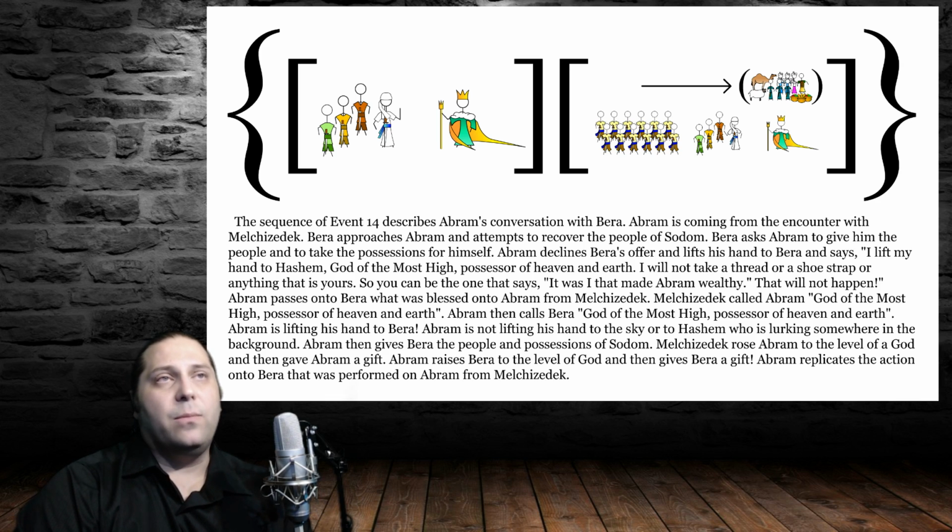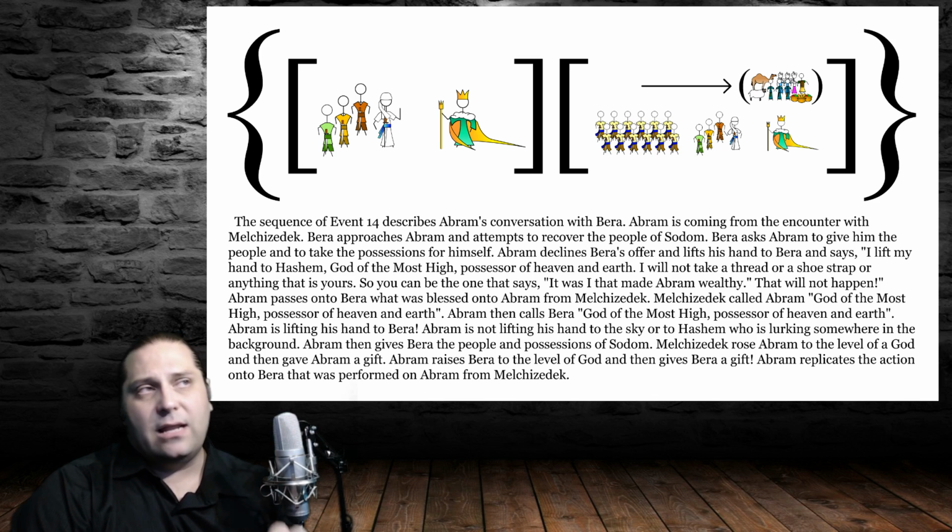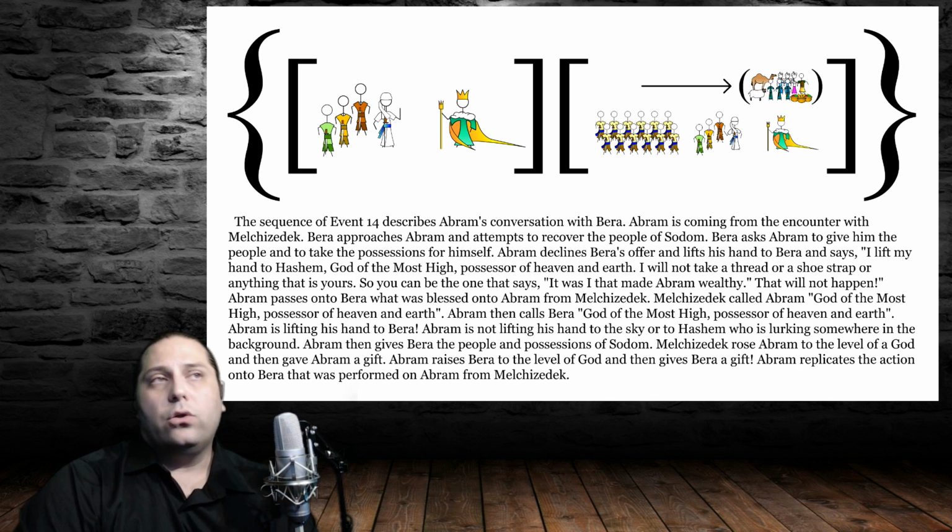Melchizedek called Abram God of the Most High, possessor of heaven and earth. Abram then calls Bera God of the Most High, possessor of heaven and earth. Abram is lifting his hand to Bera. Abram is not lifting his hand to the sky or to Hashem, who is lurking somewhere in the background. Abram then gives Bera the people and possessions of Sodom.